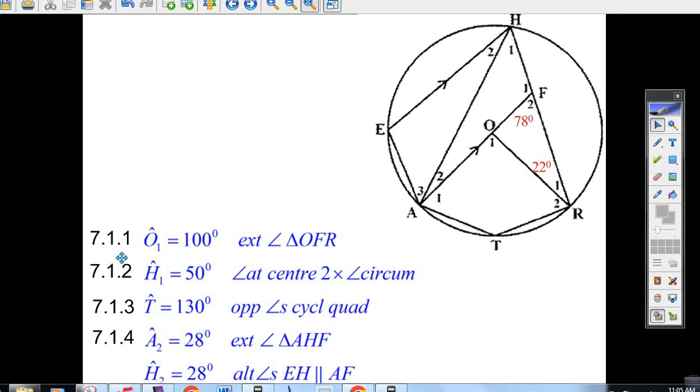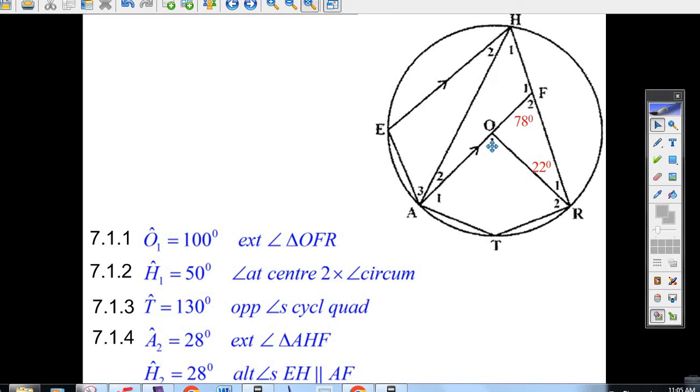Okay, let's give this question 7.1, this geometry question, a try. They give a whole lot of things here. They give us all of these points on the circumference of the circle. They tell us that O is the center. They tell us that EH is parallel to AF, and we need all that stuff, and O being the center. They tell us that F2 is 72 degrees and R1 is 22 degrees.